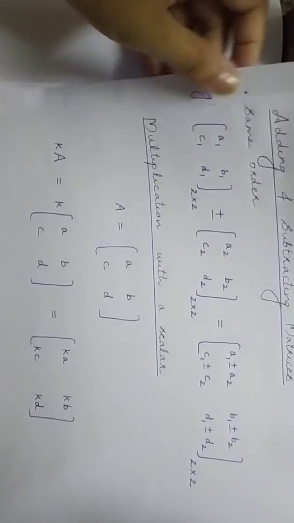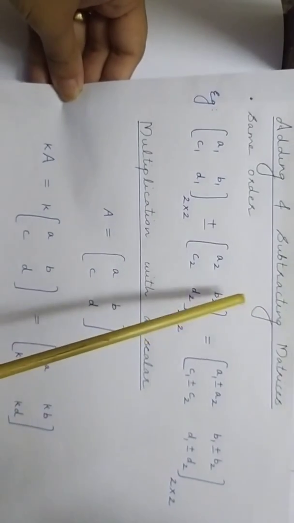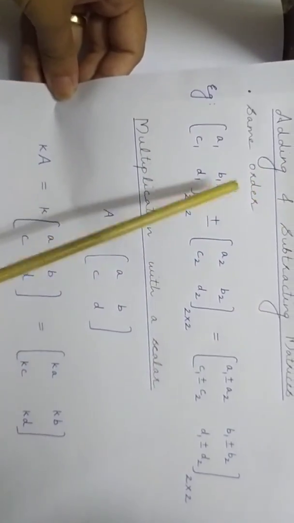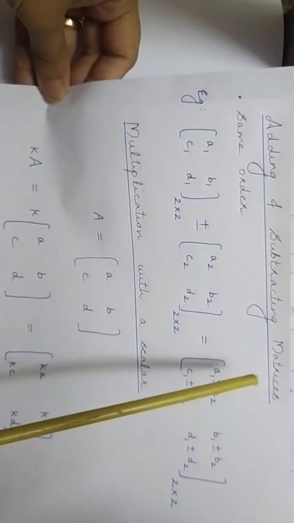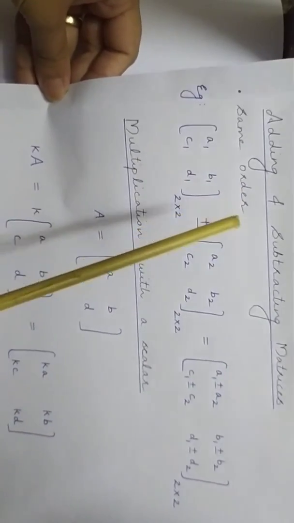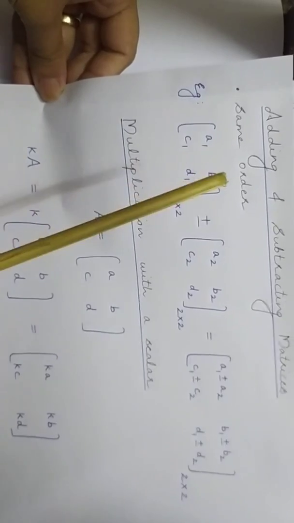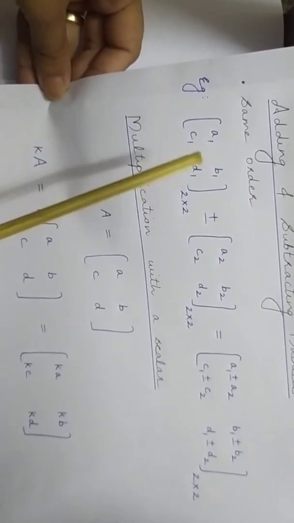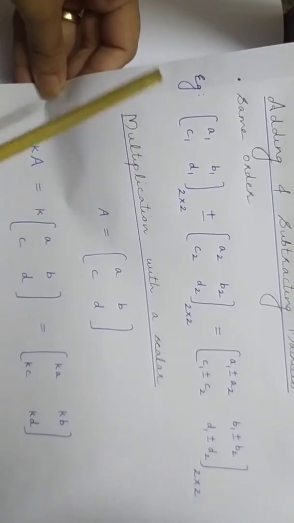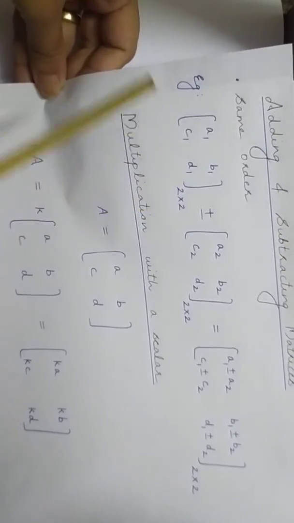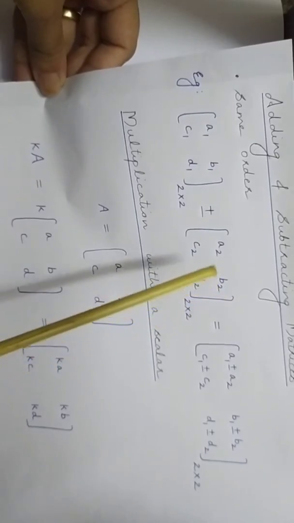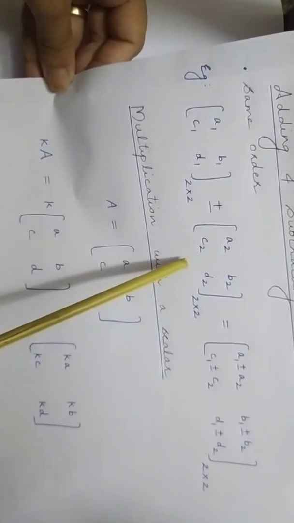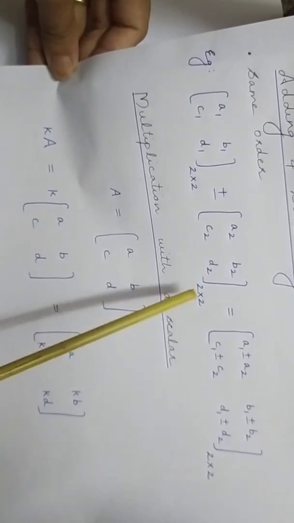Next property of matrices is adding and subtracting matrices. So, one of the conditions for adding and subtracting is that they should be of the same order. The order, that is M and N, should be the same. For example, A1, B1, C1, D1. This one is a 2 by 2 matrix. Plus or minus A2, B2, C2 and D2. This one is also a 2 by 2 matrix.